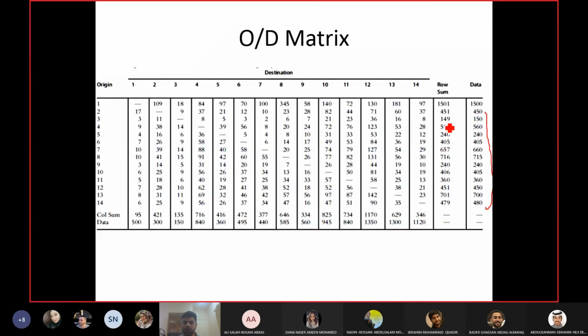So for each row and column you will calculate data upon summation. Okay, 1500 upon 1501, 450 upon 451, and so on. And same thing here, 500 upon 95, 300 upon 421, 150 upon 135, and so on. So data upon summation for each row and column. So for each row and column, you will get some factors. Let me call these factors the F factors. So for each row and column, you will have an F factor.